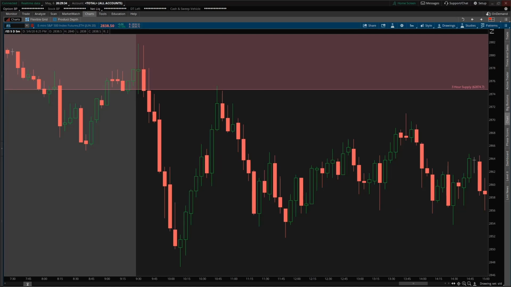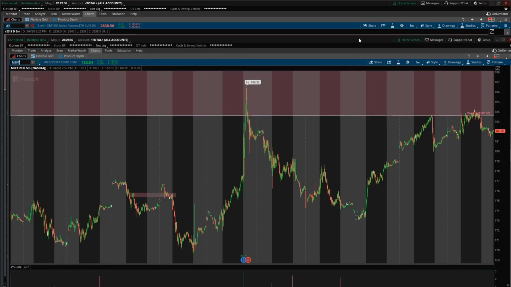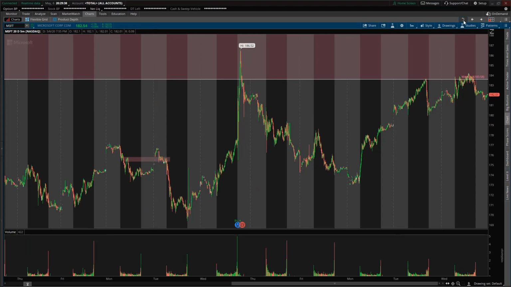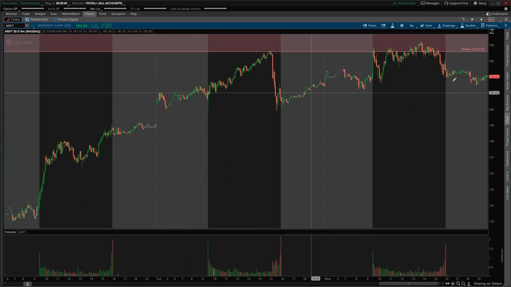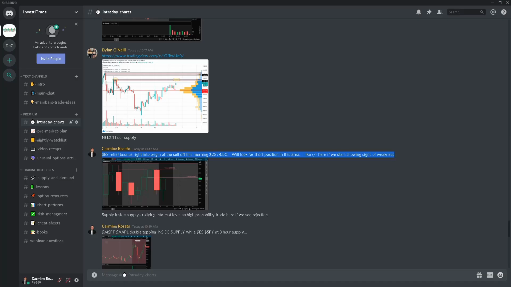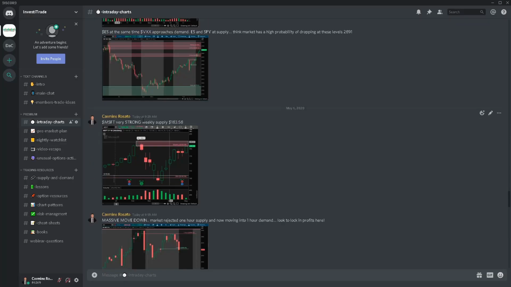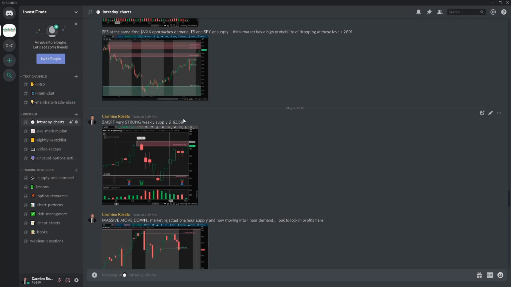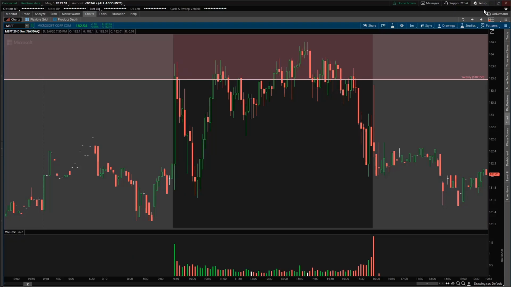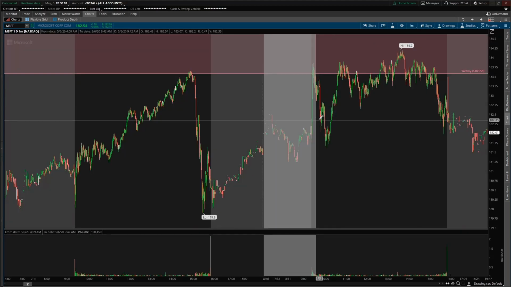Now the second trade, which was pretty much my biggest winner on the day, was Microsoft. Pull up Microsoft here, out of weekly supply. I also put this into the Discord room at 9:39 a.m. as it was happening. I had a weekly supply zone, as you can see the origin right there, at 183.58 weekly supply.